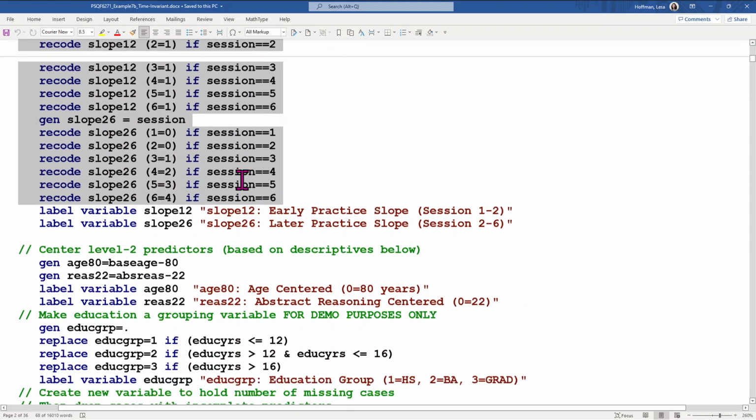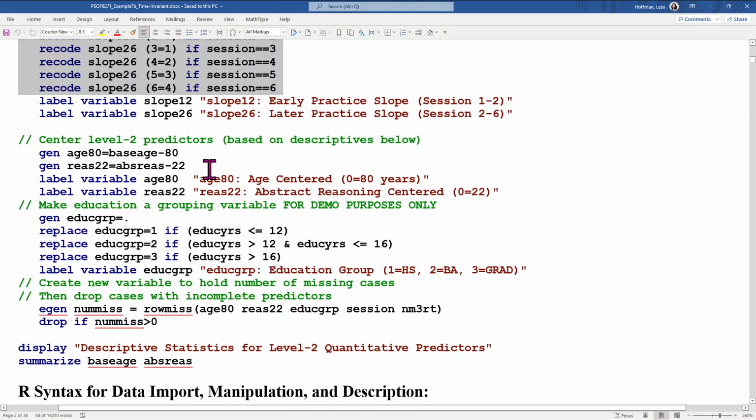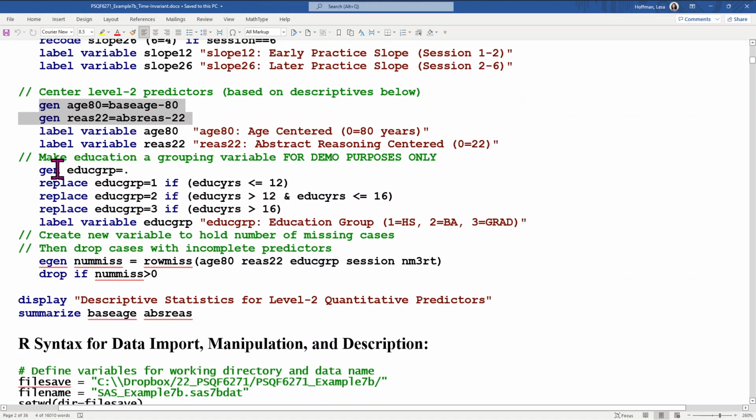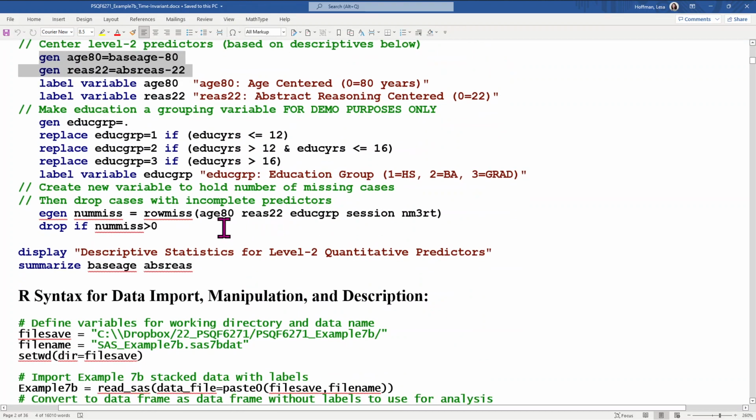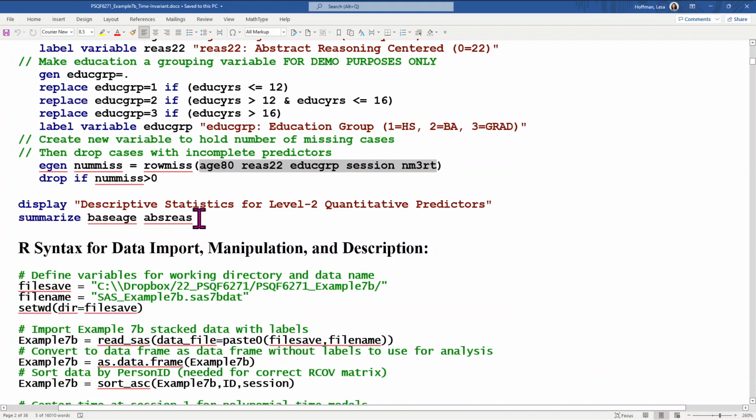I would appreciate that. Here are the 2 new predictor variables for level 2 between person differences being created and centered here. And then here is education being chopped up into groups. Last but not least, I'm using an egen, which is a fancy way of generating a new variable using functions, to make a new column called nmiss that is equal to the number missing for that row across these 5 variables, and then I'm dropping cases where any missing values are there. So same as in SAS using the nmiss function, and getting descriptive statistics.